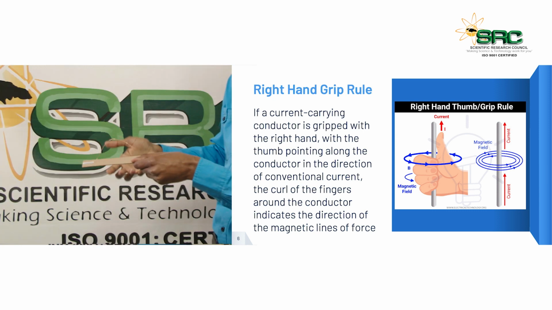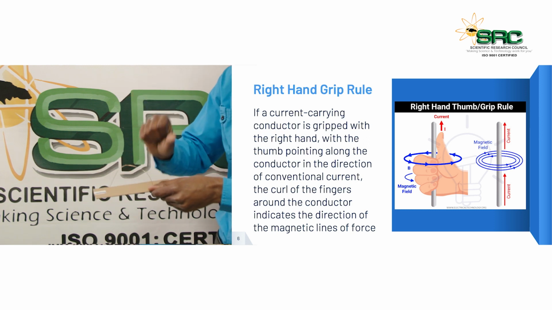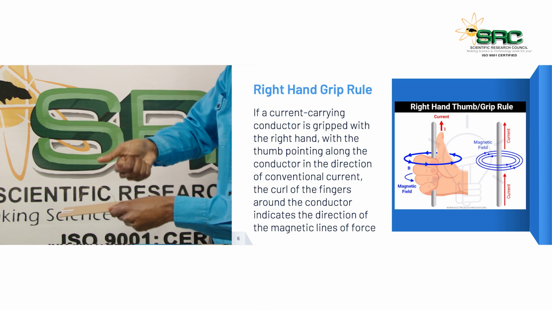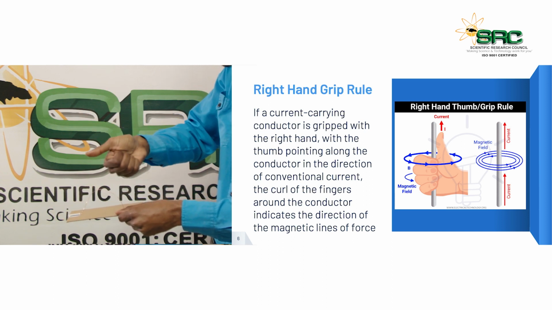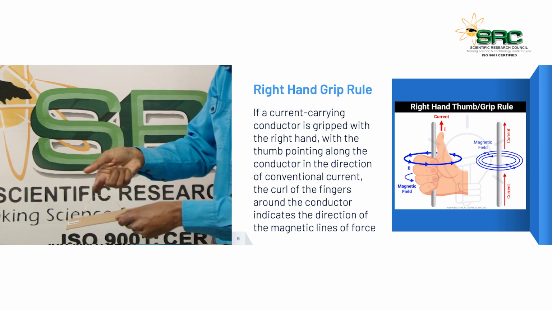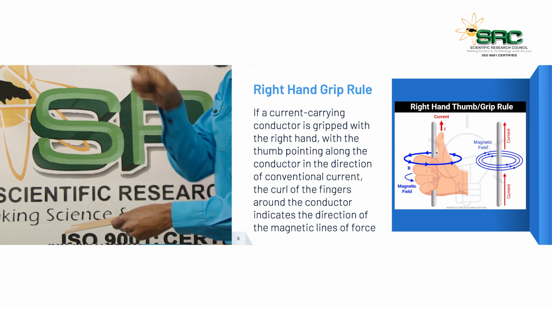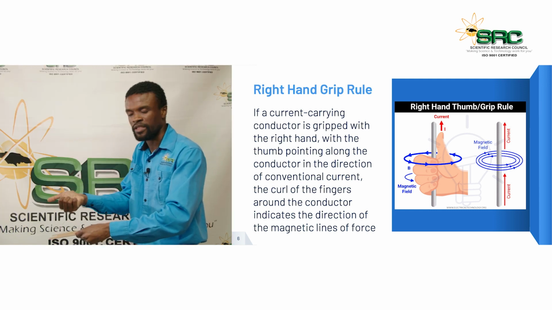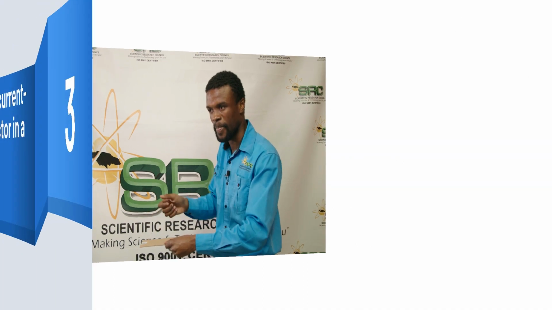So, conventional current is from positive to negative. So if we place our thumb in the direction of conventional current, then the magnetic field lines would be in this direction, demonstrated by the curl of our fingers. Right.